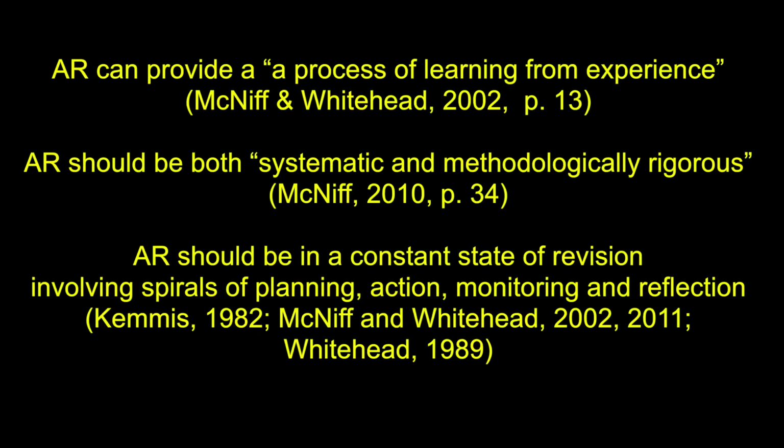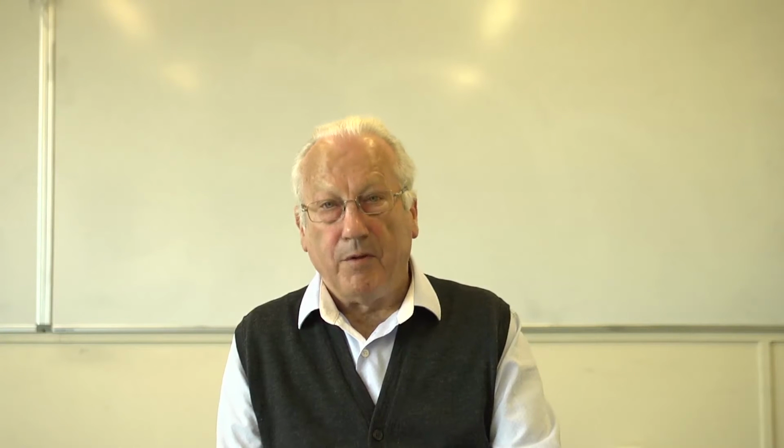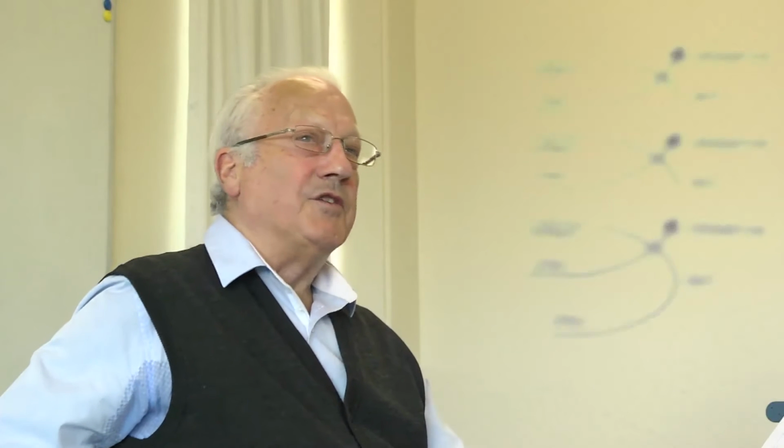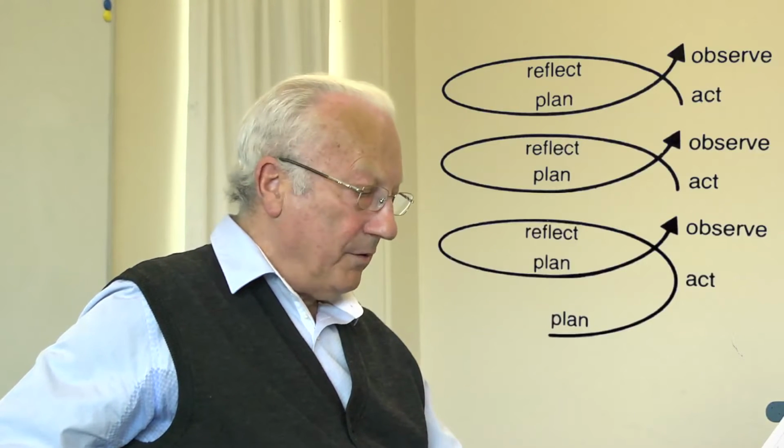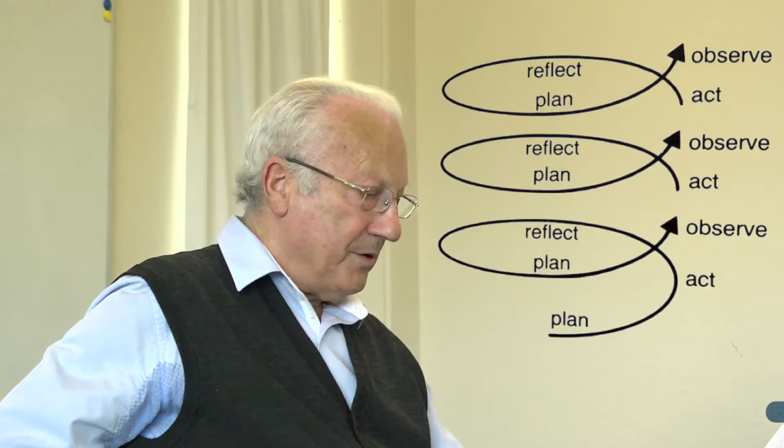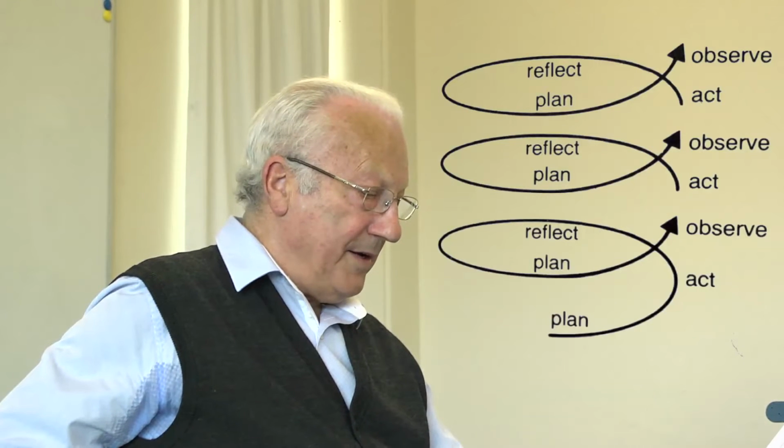Action research, then, should be a constant state of revision involving spirals of planning action, monitoring and reflection, and then planning again. So what we see in action research is a series of spirals, each of which is composed of a circle of planning, action, and fact-finding about the result of the action.